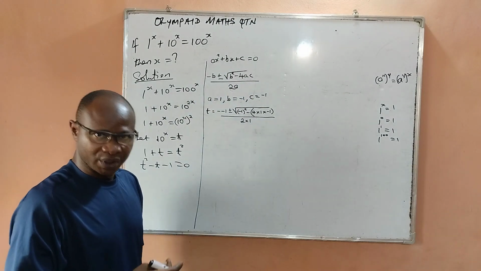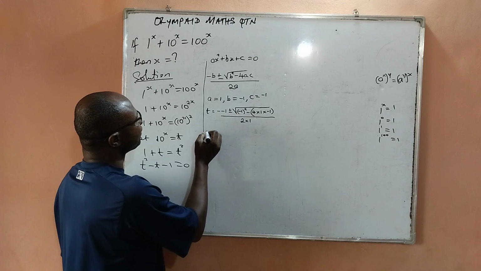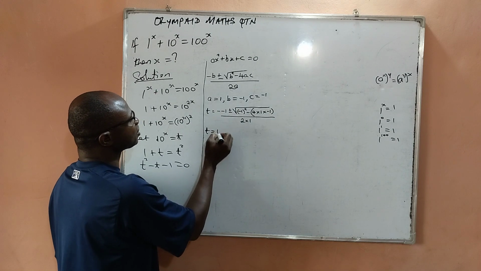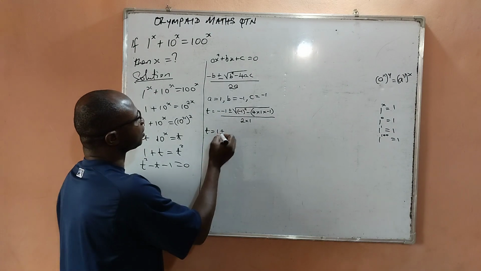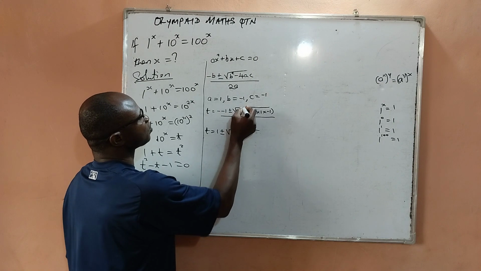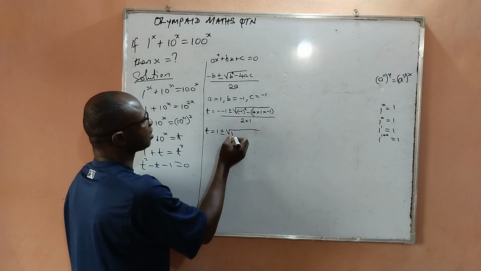Alright, moving forward, minus minus is plus, giving me plus 1, plus or minus the square root of 1 squared. Negative 1 squared is 1.